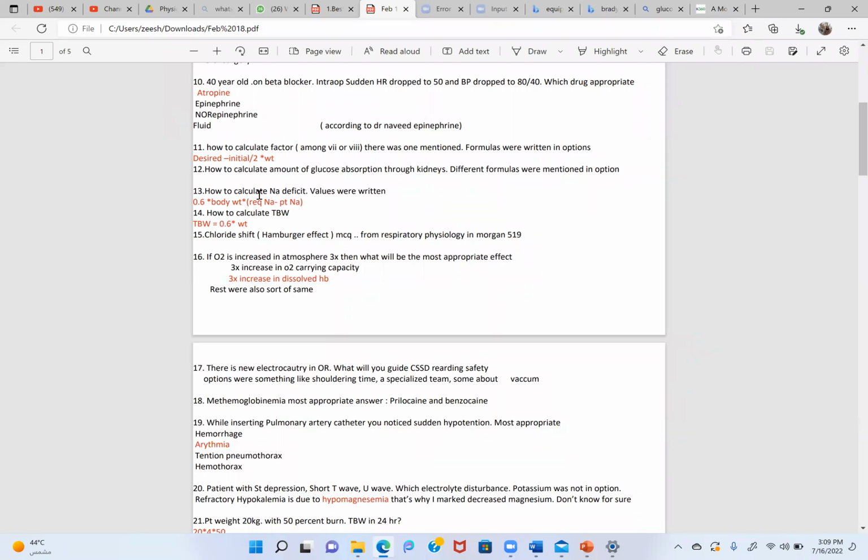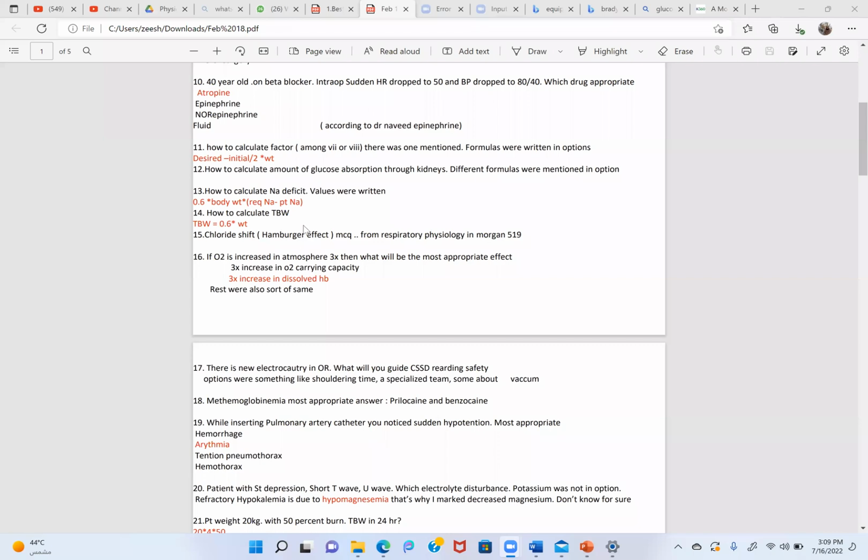Okay, what is the question then? How to calculate sodium deficit? Values were written. Again, the formula is... so that's why, actually, yesterday when I was telling, you should make a list of all the formulas which may be used. Make a list of formulas. If you listen to the yesterday discussion, you will benefit. I just explained a number of things. I will highly suggest you people to listen.